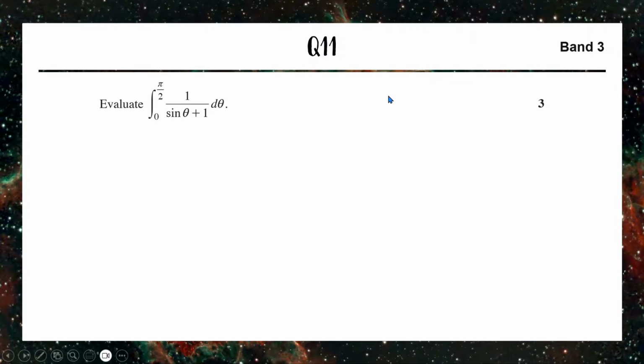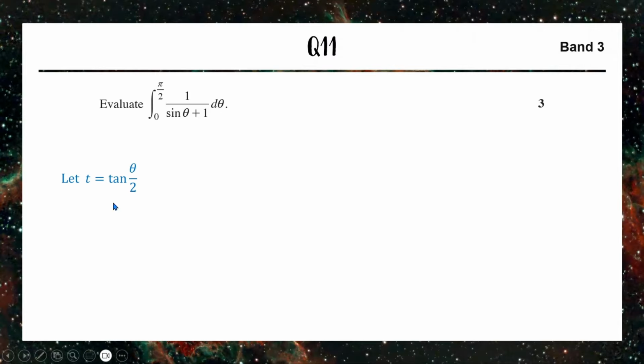Here is a 3-mark integration question. We've got the integral from 0 to pi on 2 of 1 over sine theta plus 1 with respect to theta. Now the only slight trick with this question is that it's not telling you which method of integration to use. So we are expected to look at this integral and recognize that this is a prime candidate for a t-value substitution. When you have a sine or a cos on the bottom of your fraction, or even both, sine and cos added together, it's a really good option to let t equal tan theta on 2.